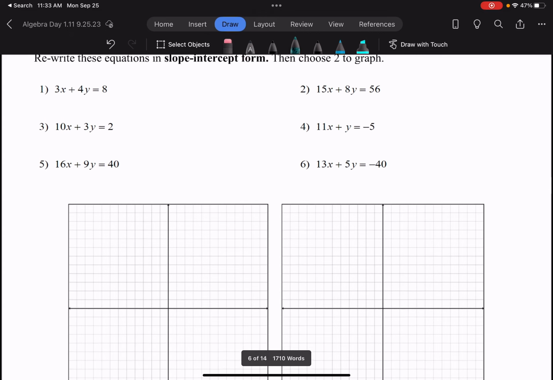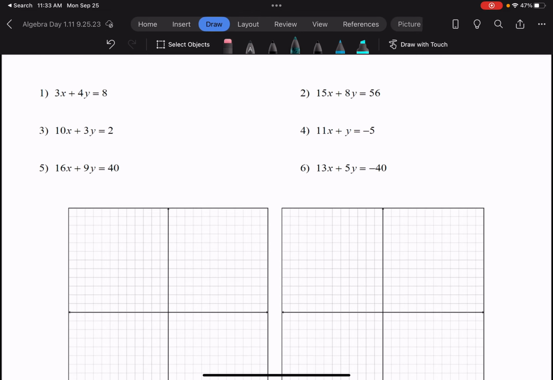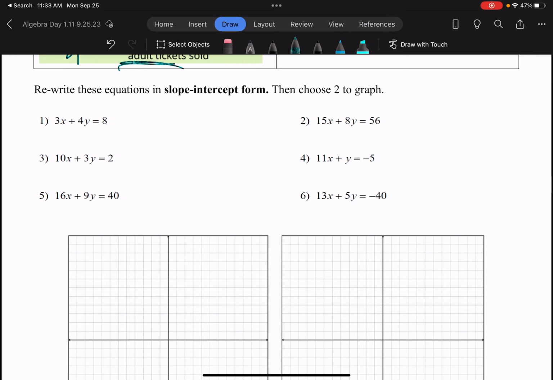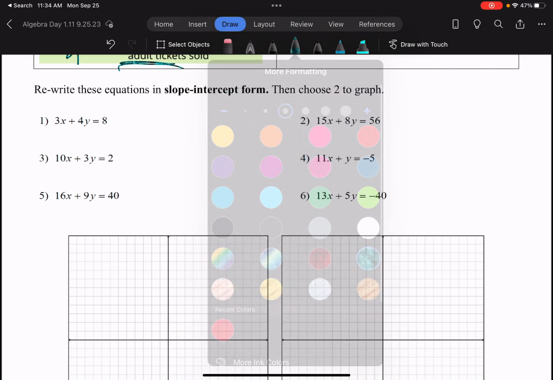All right, these are asking you to practice writing equations in slope-intercept form and then pick 2 to graph. So the graphing piece, you're on your own, right? You're going to do that because you're choosing which ones you're going to graph. But I will show you an example. So remember, when we're solving to put in slope-intercept form, we are always solving for y.